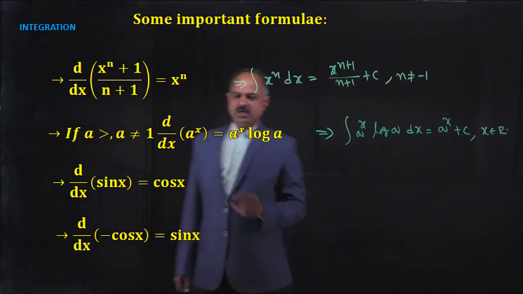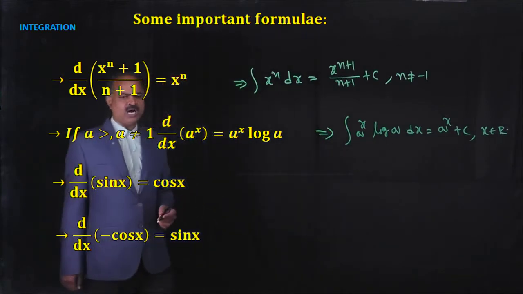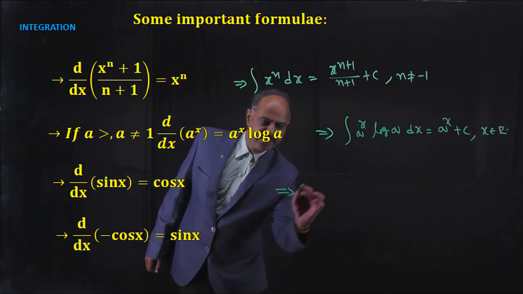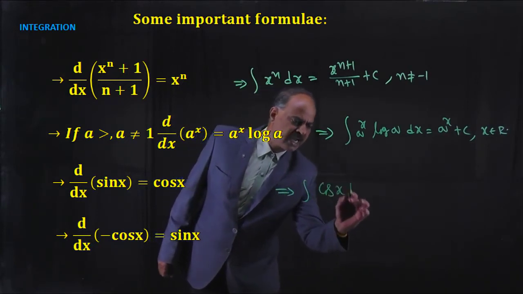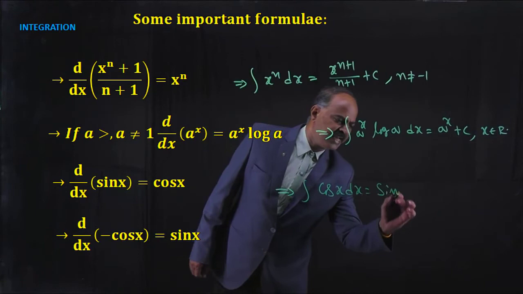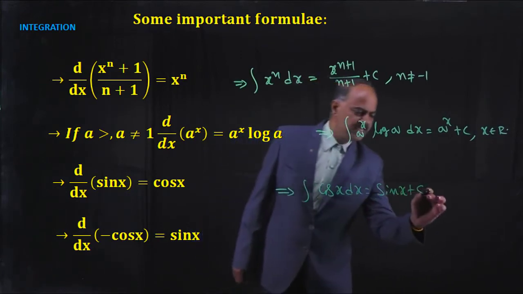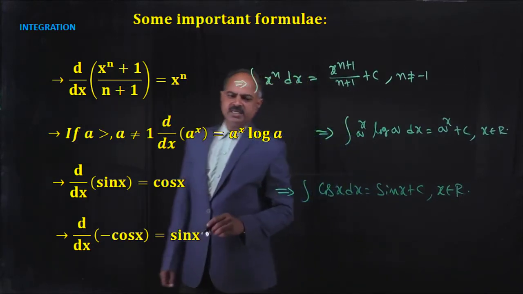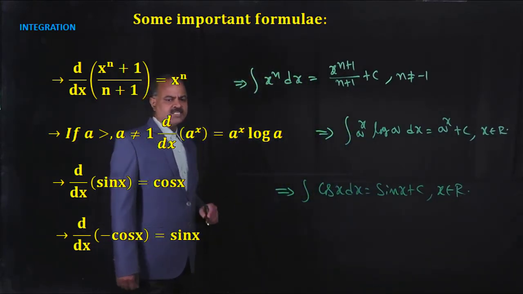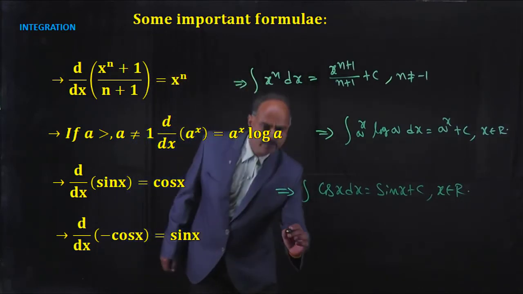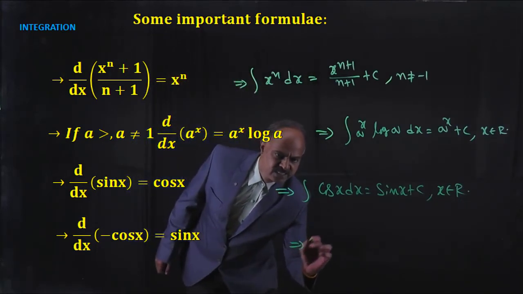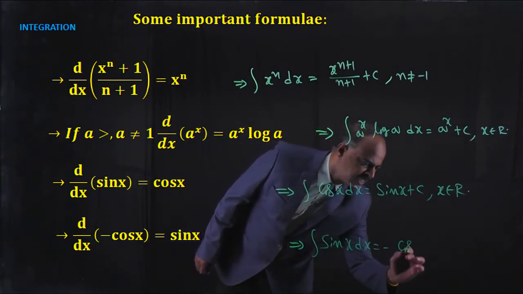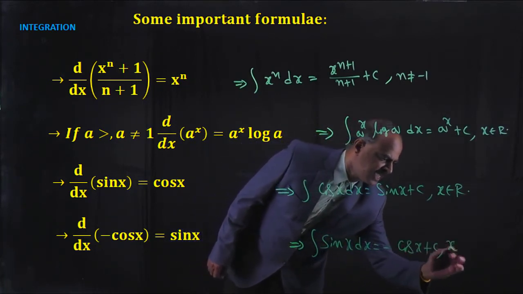Next one, derivative of sin x equals cos x. So this implies integral cos x dx equals sin x plus integration constant c, where x belongs to R. Next one is d by dx of minus cos x equals sin x. This implies integral sin x dx equals minus cos x plus c, x belongs to R.